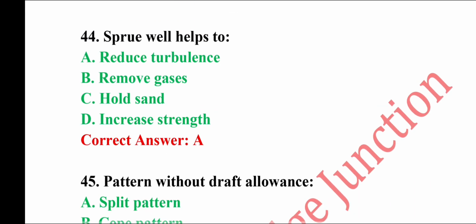Question number 44: the down sprue helps to. Options are reduce turbulence, remove gases, C, hold sand, or increase strength. The correct answer is A, that is reduce turbulence.